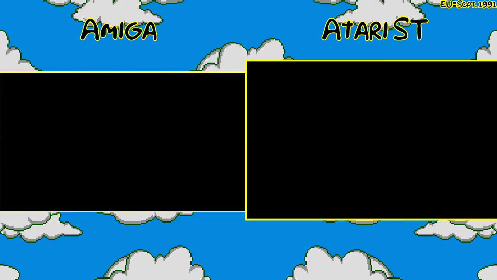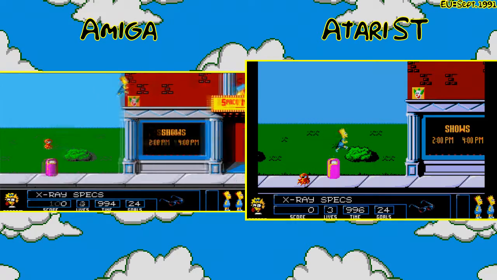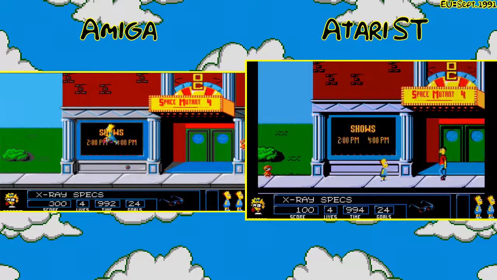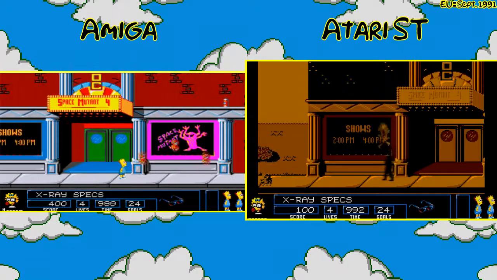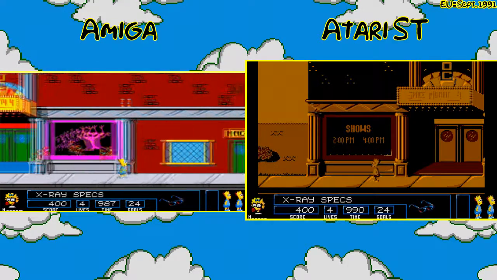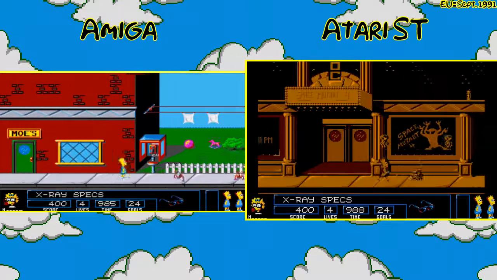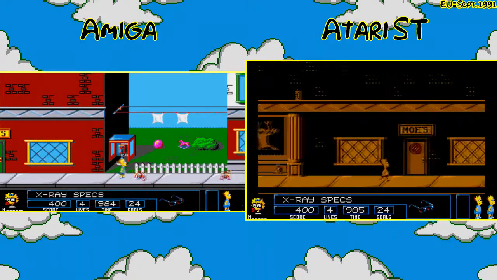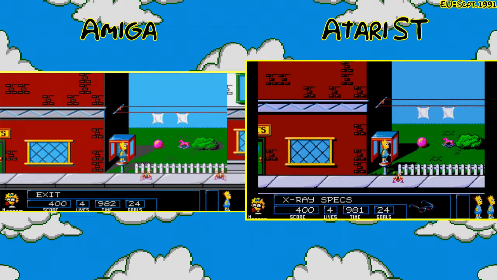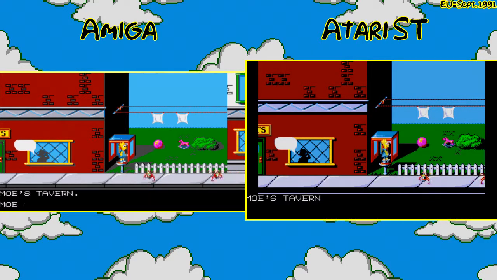When we start and you look at when I use the X-ray glasses, the Amiga turns everything black, like black shadow, versus the Atari where it just turns everything into just a darker color.